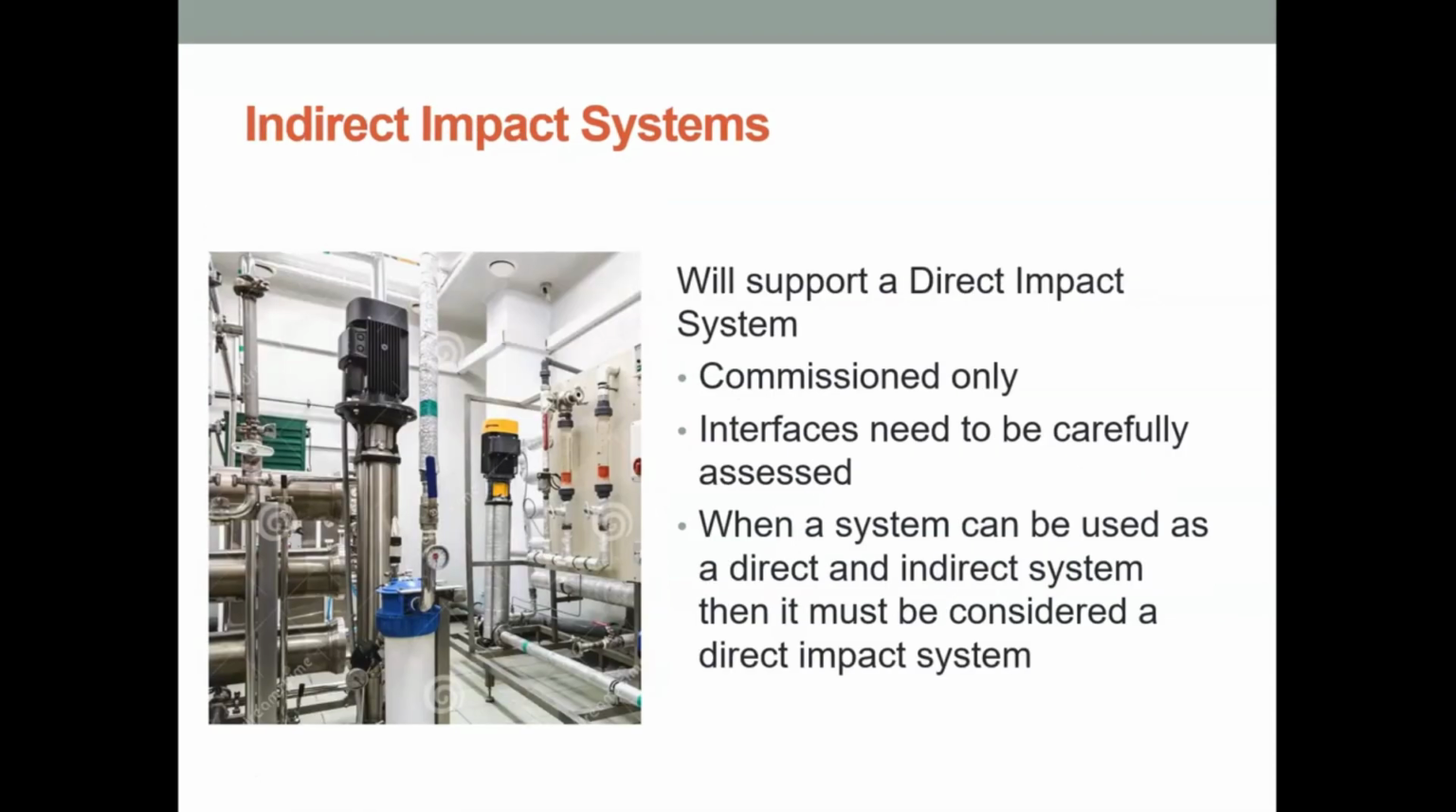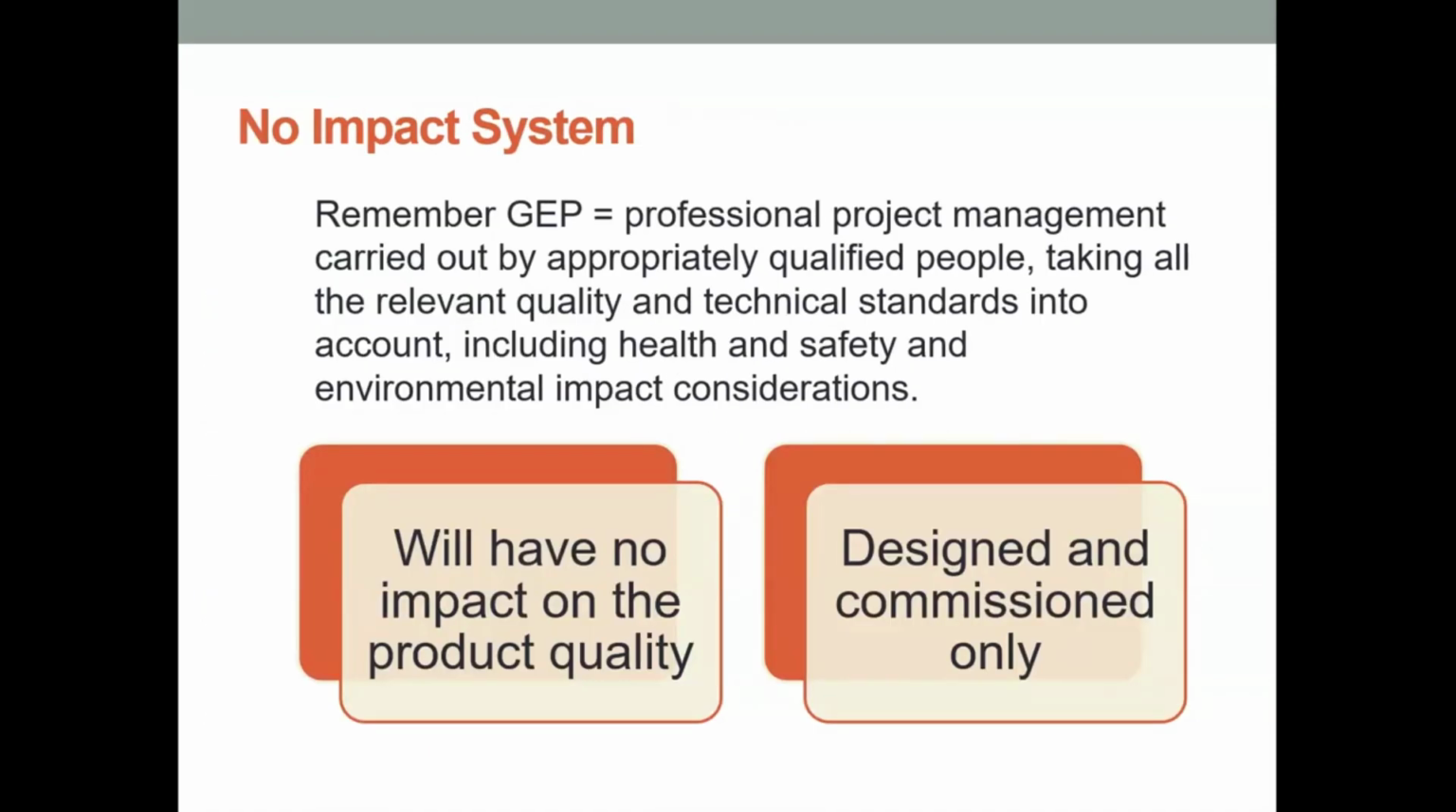Indirect systems, they'll support a direct impact system. They're commissioned only and their interfaces need to be carefully assessed. When a system can be used as a direct and indirect system, then it has to be considered direct. So you always take the worst case scenario. If it ever could potentially be used as a direct impact, it must be validated as a direct impact.